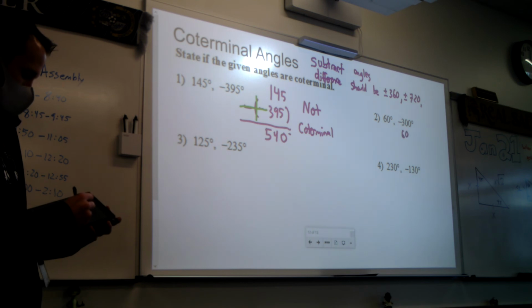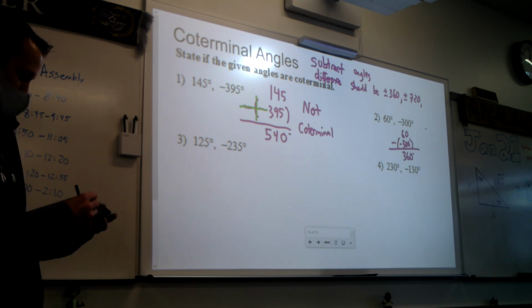Okay, so now let me just do one more with you real quick on number 2. If I do 60 minus a negative 300, what do I get? 360. That is a full rotation, so what does that tell you? They are coterminal.